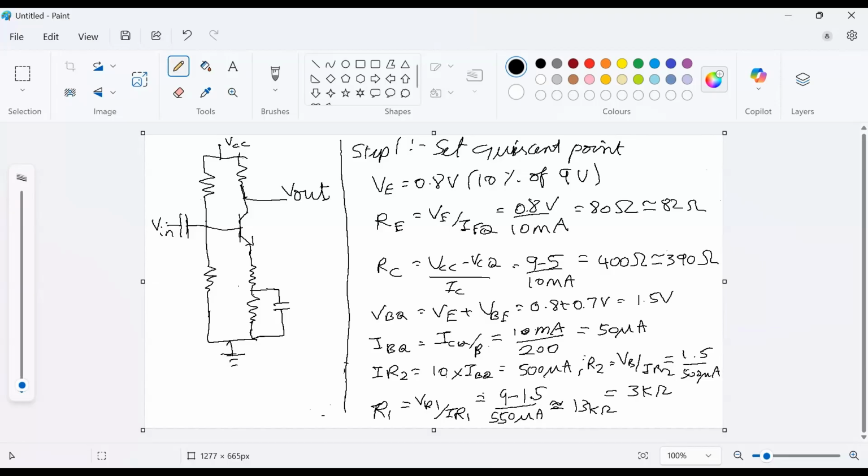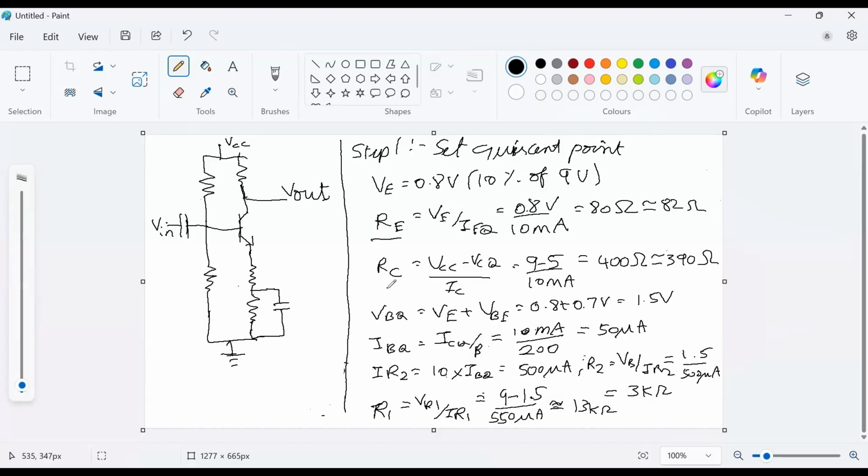Then from VE, we are calculating RE. So RE is given by VE divided by IEQ. IEQ is the quiescent emitter current, and this is set in the specification as 10 milliamp. So 0.8 volt by 10 milliamp gives 80 ohms, and to use standard resistors, we are choosing this to be 82 ohms.